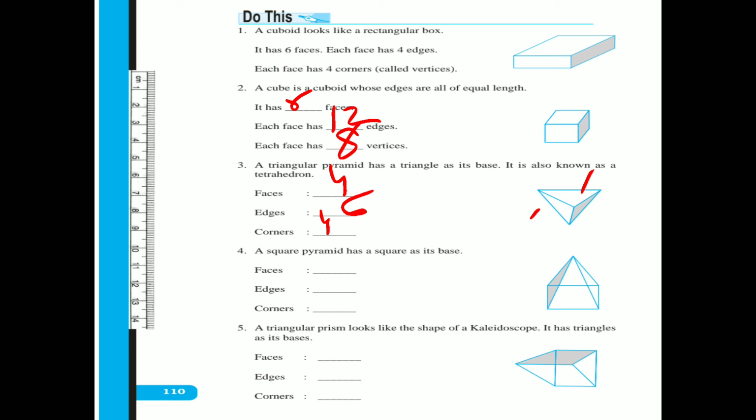Now why do we call it a square pyramid? Because its base is of square. So 1, 2, 3 and 1 at the back side, it becomes 4, and 1 down. That is having 5 faces. Edges 8 and corners are 5.